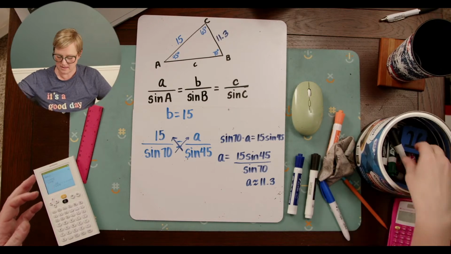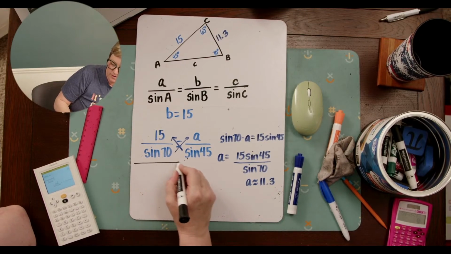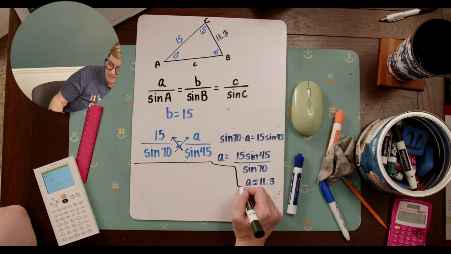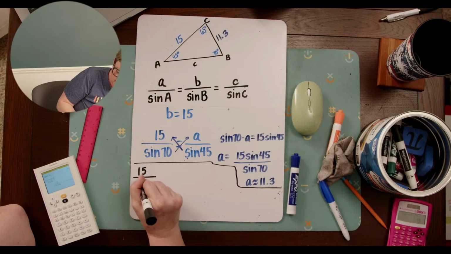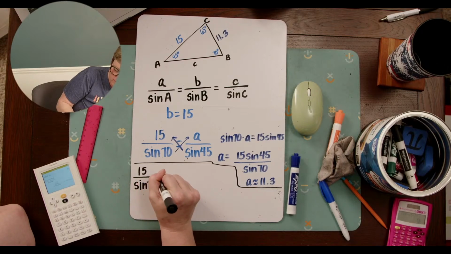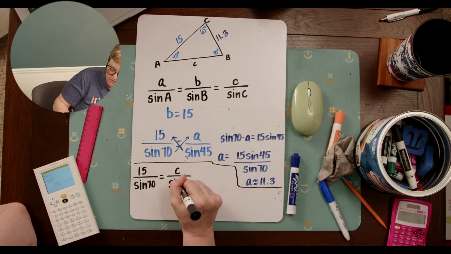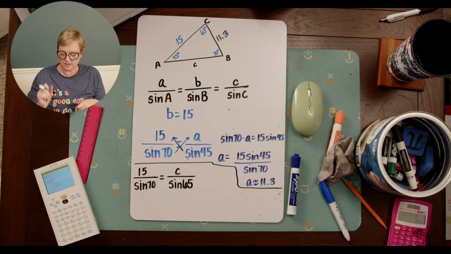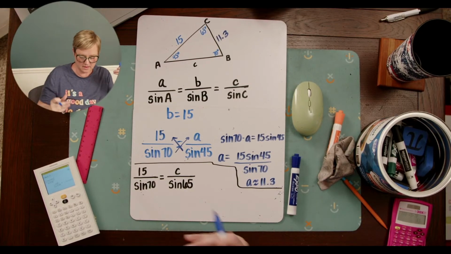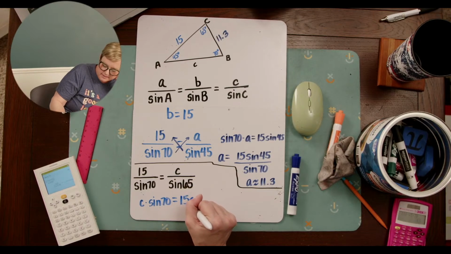I guess I'll write this one in black. Okay. So 15 over sine 70 equals, and the side that we don't have is C, so we need C over sine 65. I'm going to cross multiply again. So C times sine 70 equals 15 sine 65.